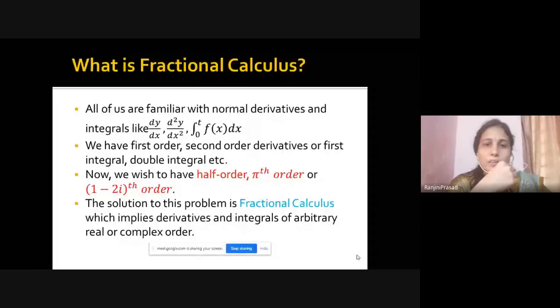But when you think about half order, or ith order, or 1 minus 2ith order, complex order, okay, real order or complex order, if you wish to have such a derivative or integral, what will you do? The solution to this problem is nothing but fractional calculus, which implies derivatives and integrals of arbitrary real or complex order. Is it clear? So that is the definition of fractional calculus.